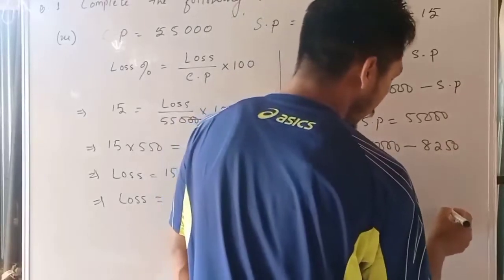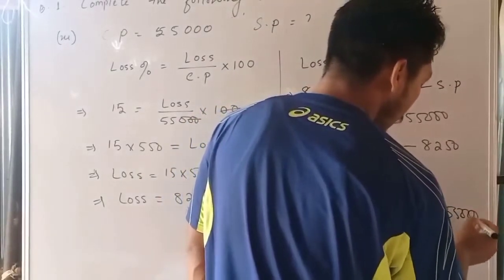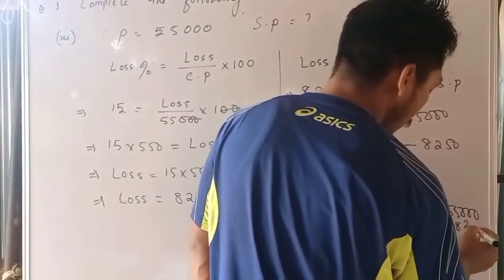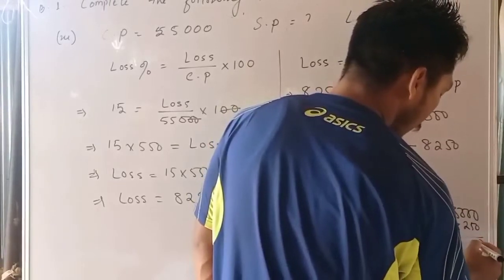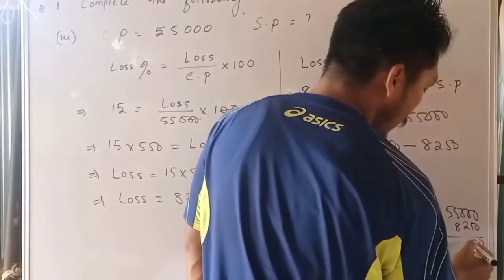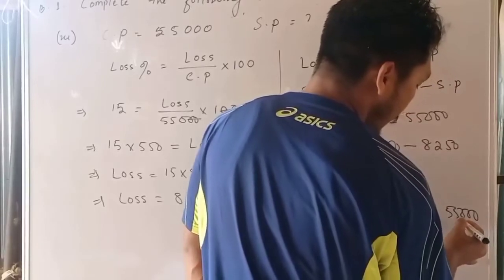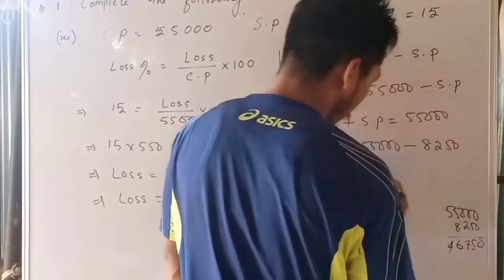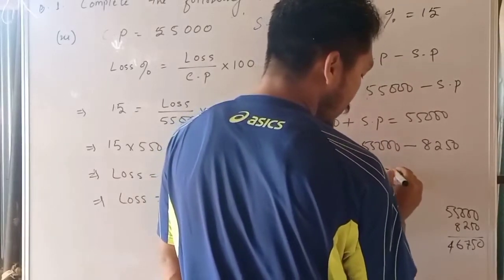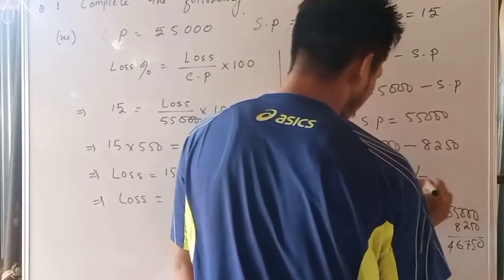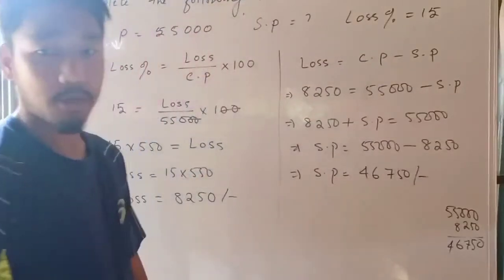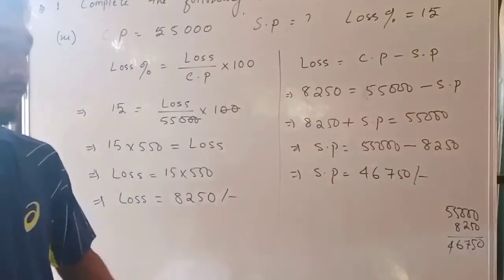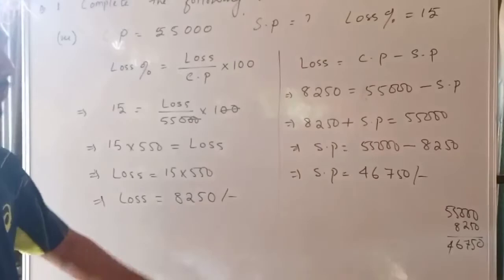If I subtract these two, 55,000 minus 8,250. So 10 minus 0, 5, 9 minus 2, 7, 14 minus 8, 6, here it becomes 4. So it is 46,750. The selling price is 46,750.